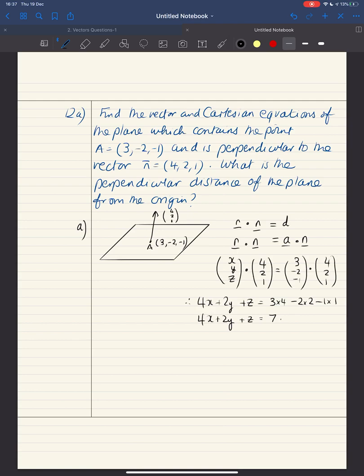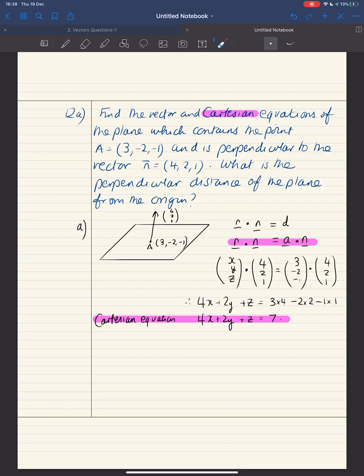Okay, and that is the Cartesian equation. That's how you get that one. So I've done that bit there, and you get that by doing r dot n is a dot n. r is the x, y, z, n is the normal, a is the point in the plane, and the other n is the normal. So r, x, y, z, normal there, and that's the point in the plane. You end up with the Cartesian equation.